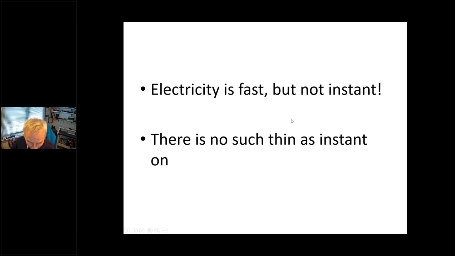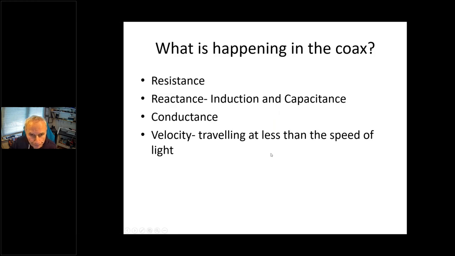Electricity is fast, but it's not instant. So when you have anything that says instant on, it cannot be. And the reason it cannot be is that electricity has to travel some distance. It may not be measurable to you because the distance in your house from a light switch to the light bulb, you're not really going to be able to measure it, but it does have to cover a distance. And if it didn't, it would defy Einstein's law of relativity, which is that nothing can travel faster than the speed of light. So just bear that in mind. Nothing is instant.